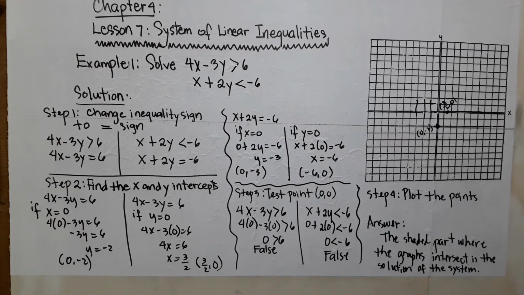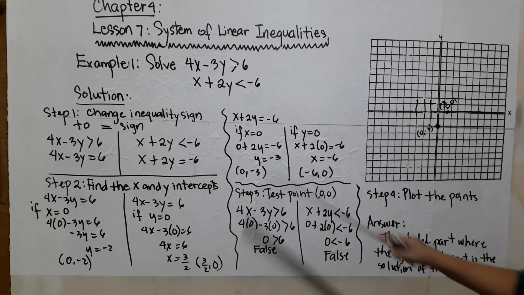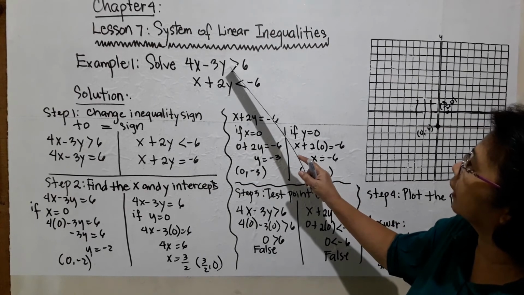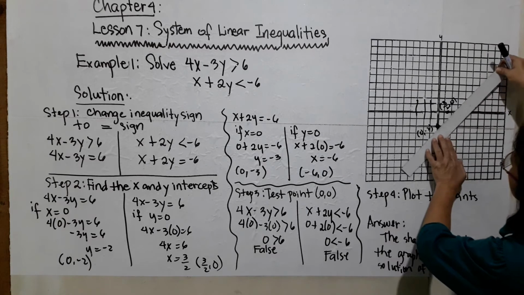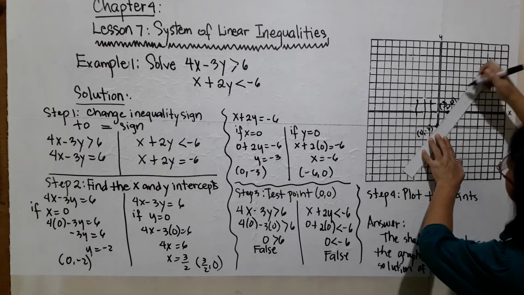Okay? Remember when we had graphing of linear inequality? So if the symbol is greater than or less than, so the line should not be solid. It should be a broken line. So connect them, connect the points.